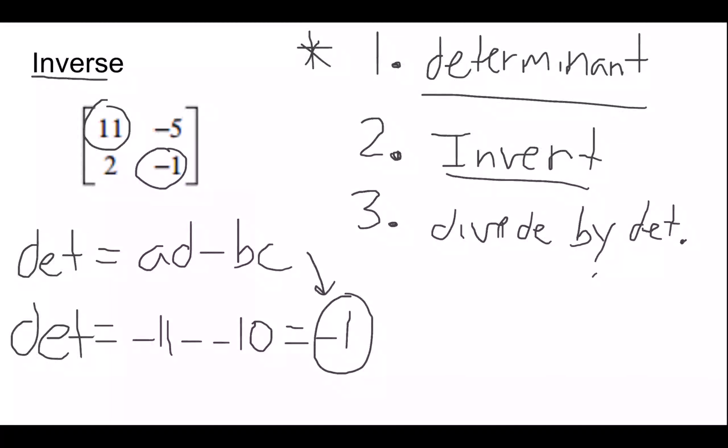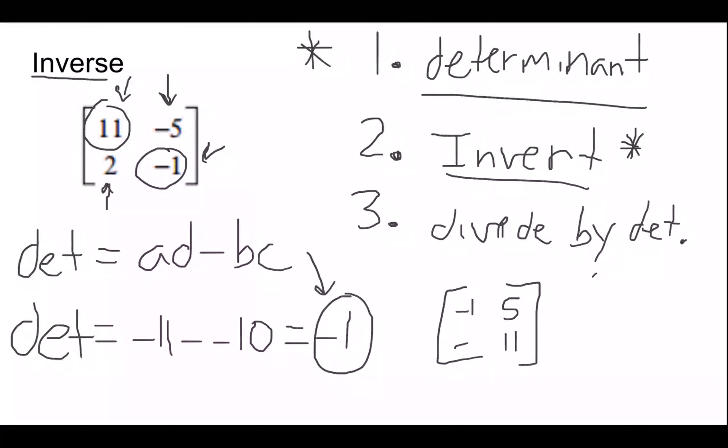So now we're going to invert the matrix. And how you invert the matrix is you flip the A term and the D term, and you take the opposite of the B term and the C term. So the inverted matrix should be negative 1, 11, positive 5, negative 2.